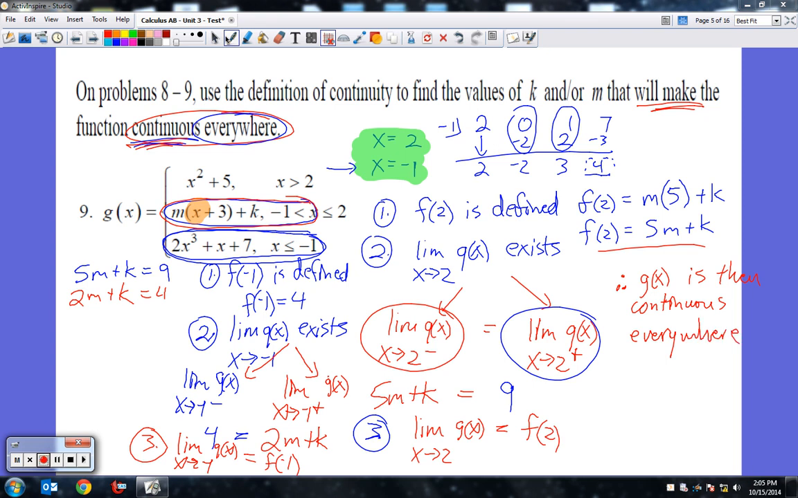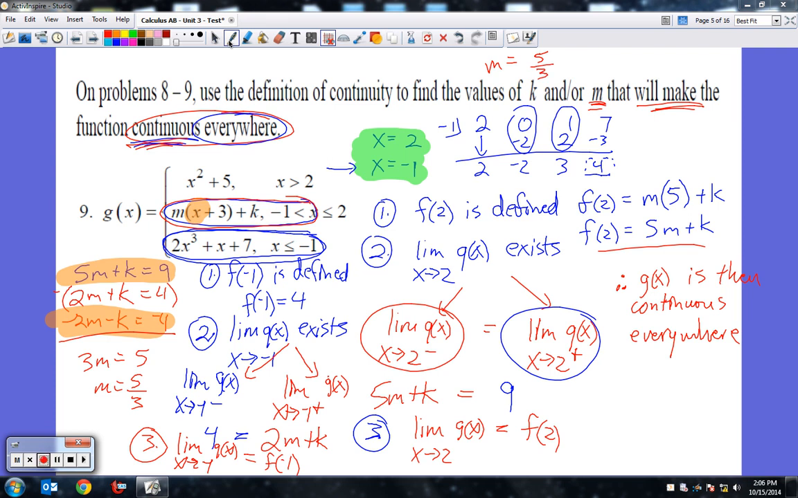Alright, so let's solve the system of equations. I'm going to multiply this bottom piece by -1. I'm doing the elimination method. I'll have -2m minus k is equal to -4. And all we're going to do now is add these up so that the k's cancel out to 0. And you're left with 3m is equal to 5. M is therefore equal to 5/3. We just got one of our pieces that we were looking for. M is equal to 5/3.